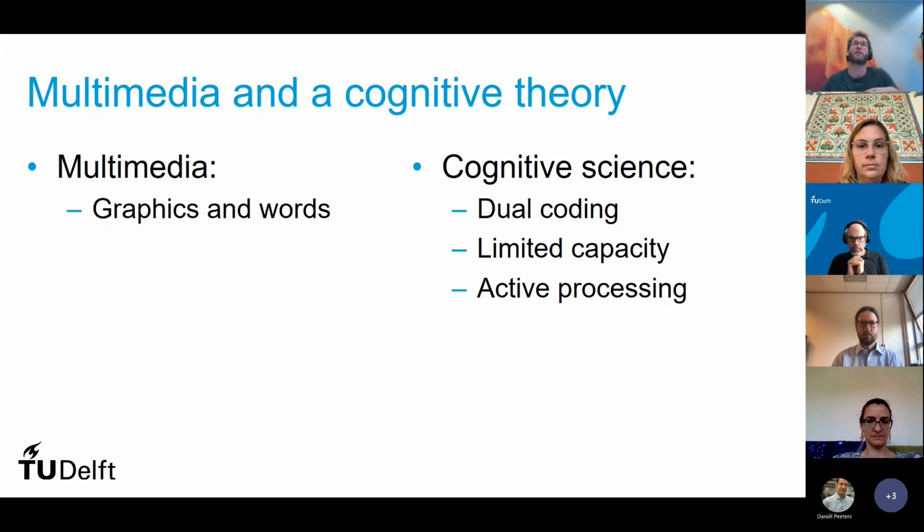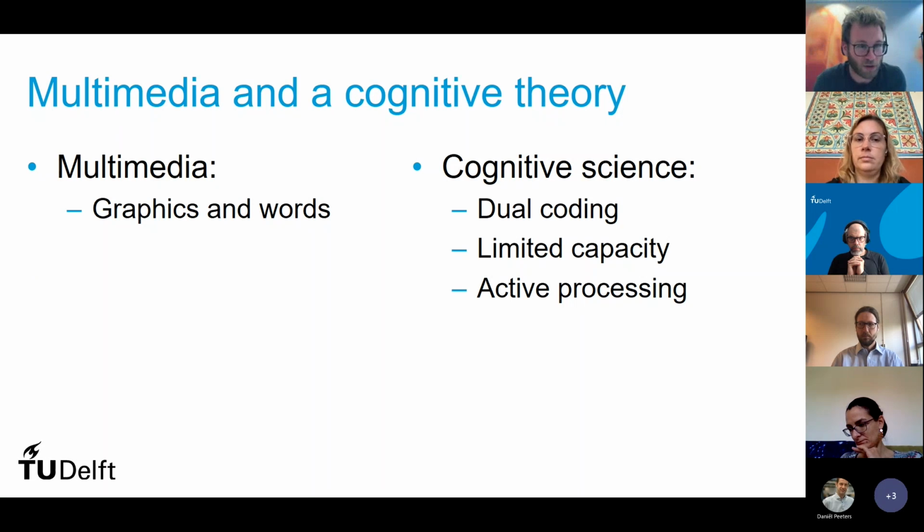Multimedia and cognitive theory. On the left side, we see multimedia, which is defined by Richard Mayer as graphics and words to give a learning instruction. Multimedia means basically more than just using words to convey your message. In his research, he uses a lot of graphics and words and looked at that combination. From the cognitive science, I will dive into 3 principles: dual coding, limited capacity, and active processing. Did some of you already hear about this?